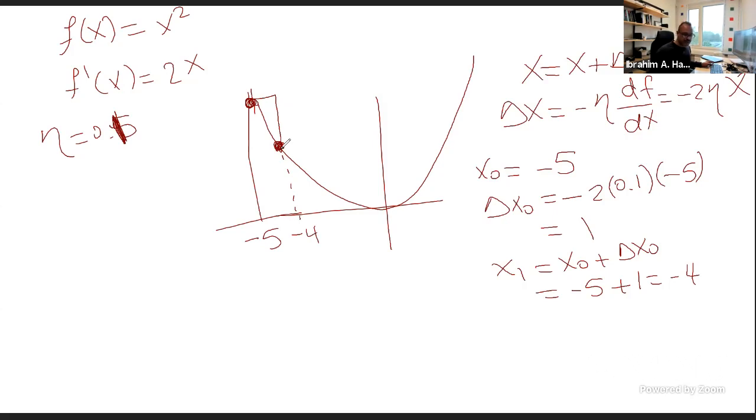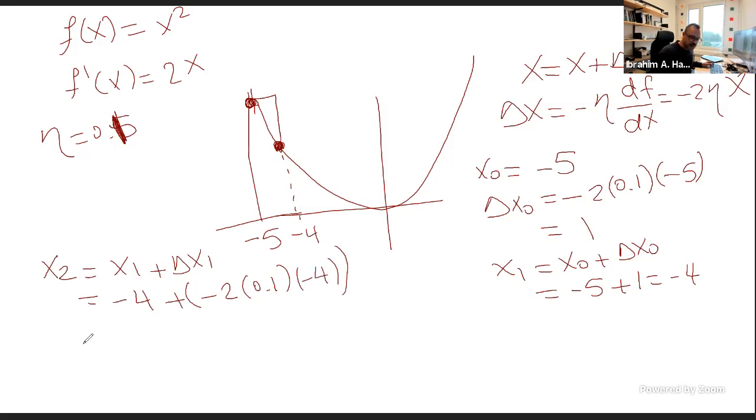We will do one more iteration, for example. So I will call it x2. So x2 will be x1 plus delta x1. So it will be x1, which is -4, plus delta x1. Delta x1 will be -2 times learning rate 0.1 multiplied by -4, right? So this one, it's a -8, it's a +8. So it will be -3.2. So now the next step will be, do you see? -3.2. So now we are here.